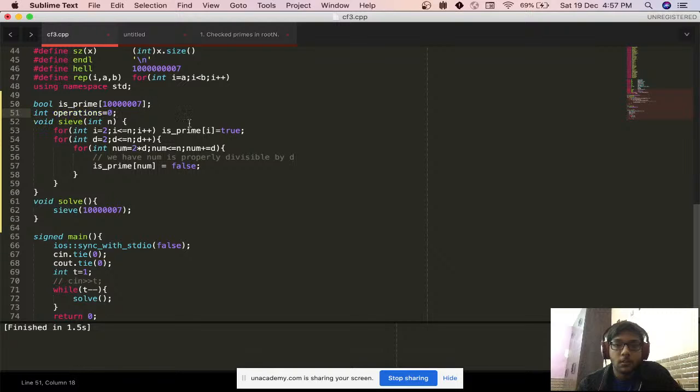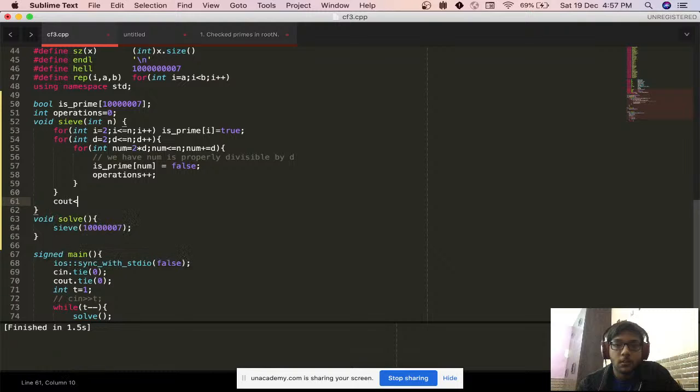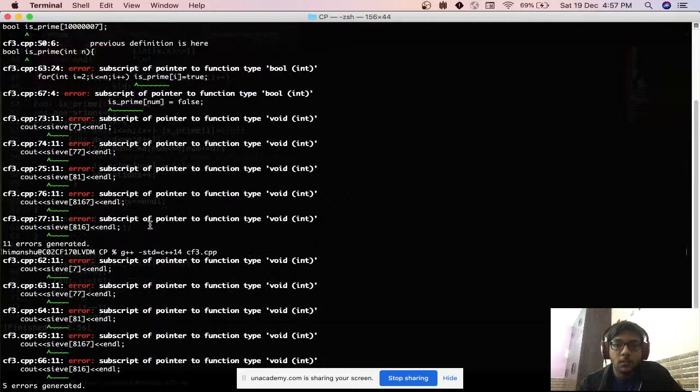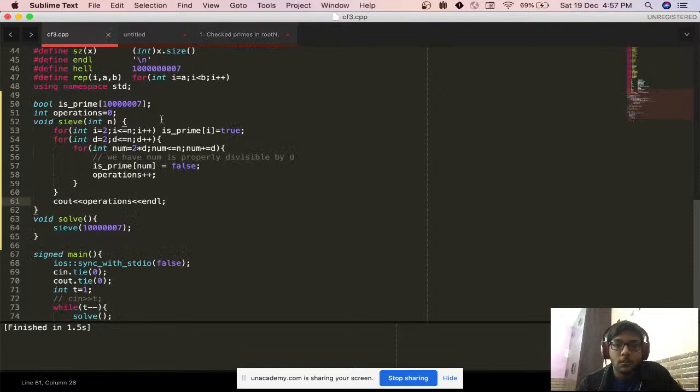We can also simply do operations plus plus, because this is the innermost loop, and this contributes one operation. So I'm going to print here how many operations I needed. This should definitely be less than 10 power 9.5. It would be less than 10 power 8, because it completed in 1 second. So let's see.